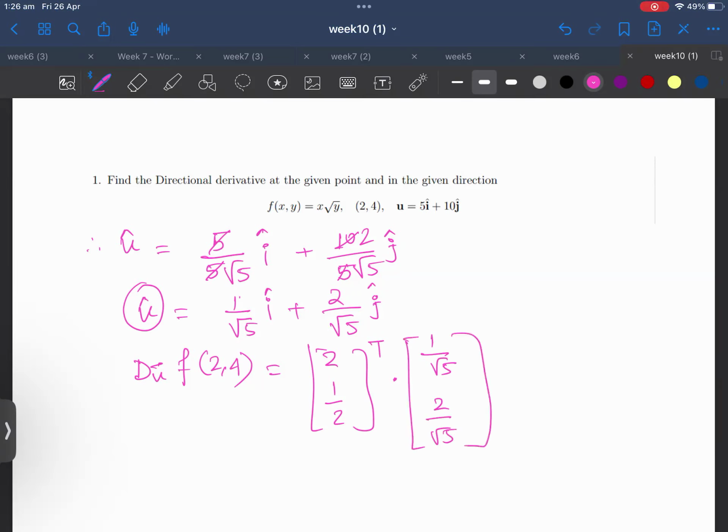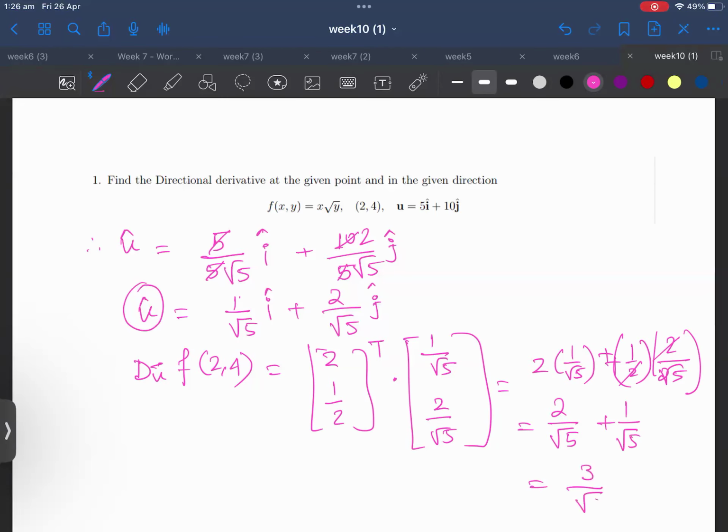So this is your, if you do the multiplication here, so that will give you 2 times 1 over this plus 1 over 2 and 2. This is a plus square root 5. So 2 square root 5, and this 2 is cancelled. So 1 over 5. So finally you have 3 over square root 5.